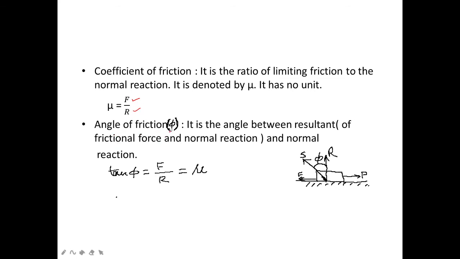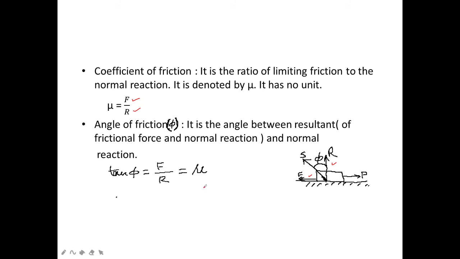Angle of friction is denoted by phi. It is the angle between the resultant of normal reaction and frictional force. This is the resultant S of normal reaction and the friction force. So the angle made by the resultant with the normal reaction is called angle of friction. So the angle made by this resultant of F and R with R is known as angle of friction.